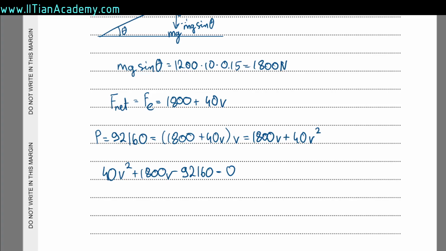So, well, we can just use our calculator here. We could use the quadratic formula as well, but we will get one positive, one negative value for V. Obviously, the negative value doesn't make sense here. So we just say the positive solution is 30.5 meters per second, and therefore this is the answer.